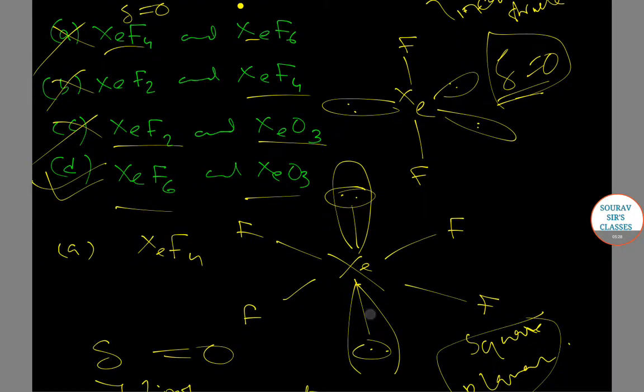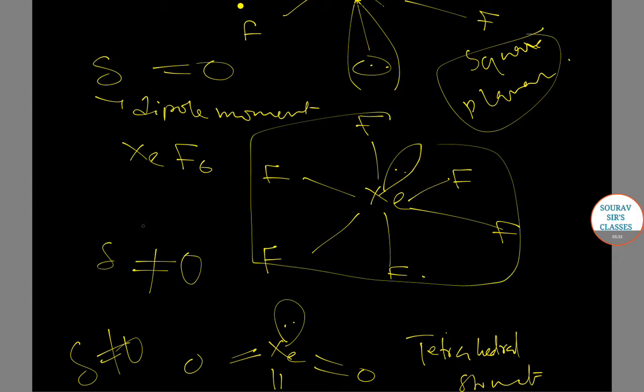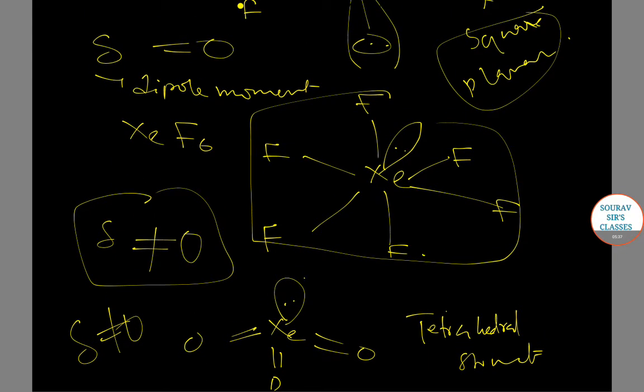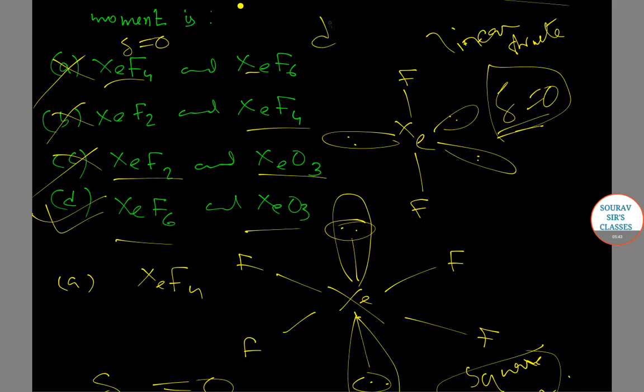So XeF6, we have seen it has a structure like this, where the dipole moment is not equals to 0, and XeO3 also has a structure where the dipole moment is not equals to 0. Hence option number D will be the correct option. So the answer is option number D.